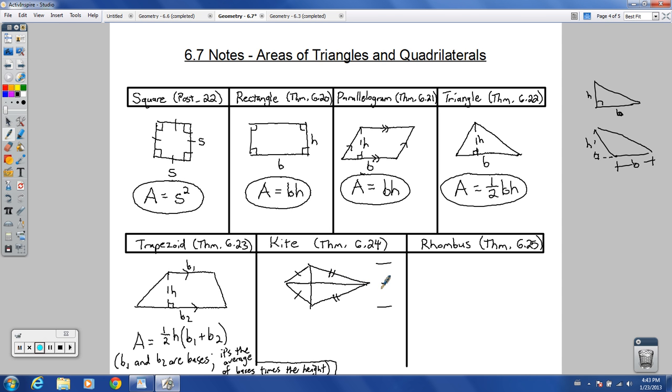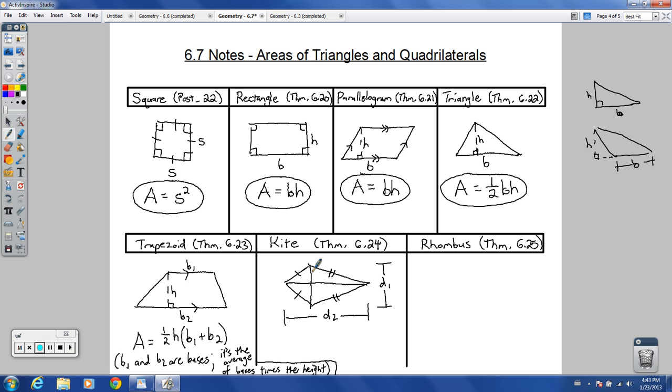And this would be, we're going to call it D1. It's the length of one of the diagonals. This is going to be D2, the length of the second diagonal. And the kite formula is actually pretty straightforward. Hopefully you notice some triangles here.